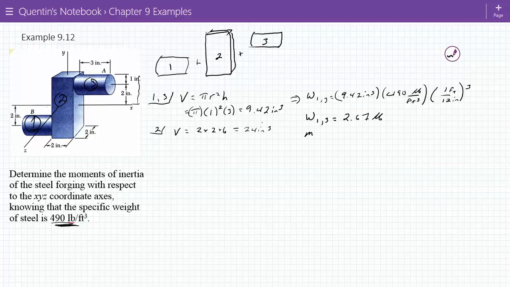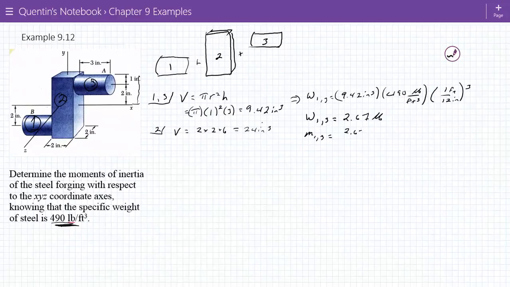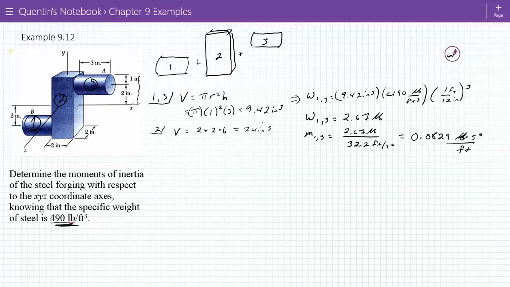So therefore, the mass of 1 and 3 is going to be the weight. F equals ma. So it's going to be the weight, 2.67 pounds, divided by 32.2 feet per second squared. So that ends up being 0.0829 pound second squared per foot. Okay, so that's the mass of the cylinders, not combined, but each cylinder has that much mass.